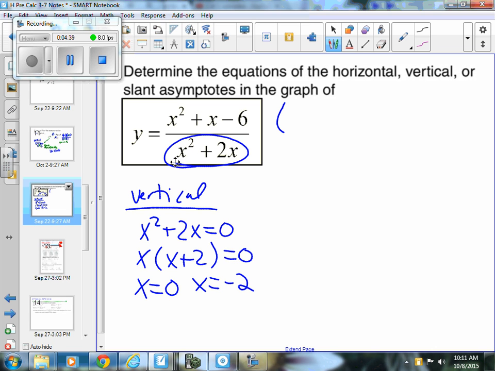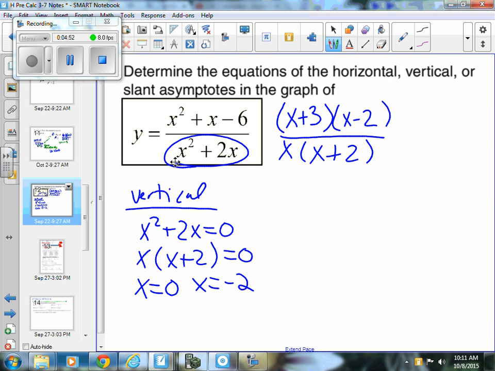Now I'm going to go ahead and factor this and just make sure that neither of those are removable. So on the top, we'd have what? x plus 3, x minus 2. So neither one of them is removable. That means both of these are vertical asymptotes. So this graph actually has two.